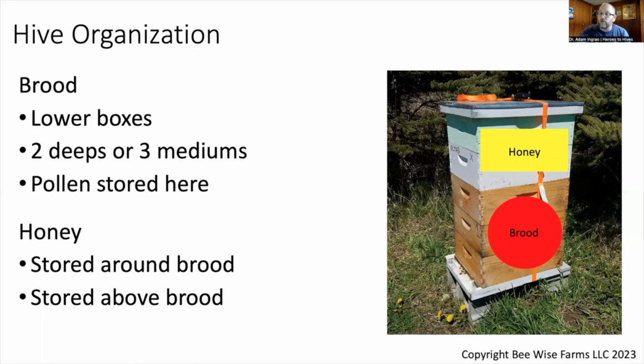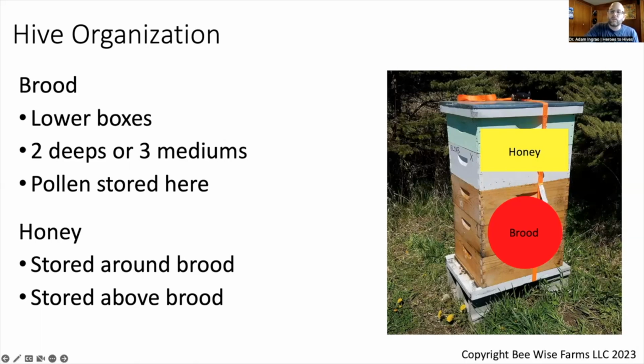Pollen is also stored in this area. Pollen is not stored in those top honey boxes. It's stored in the brood chamber, and the reason is because pollen is being fed to young bees constantly as they're being raised, so it has to be close by. They do not put it up in the honey supers, so you don't have to worry about pollen being deposited up there.